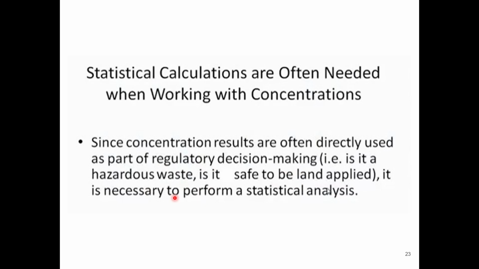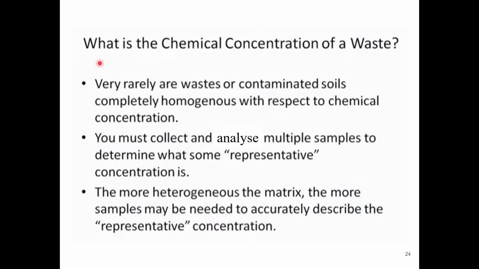So therefore comes the prospect of statistical analysis. So what is the chemical concentration of a waste? Very rarely are waste or contaminated soils completely homogeneous with respect to chemical concentration. So that is obvious. It is not consistent, so it will not be homogeneous. Somewhere it will be more, somewhere it will be less, depending on the location and the proximity of that waste from that location. Okay, so it will not be homogeneous.